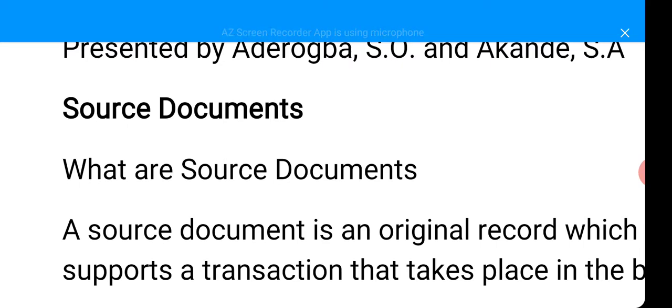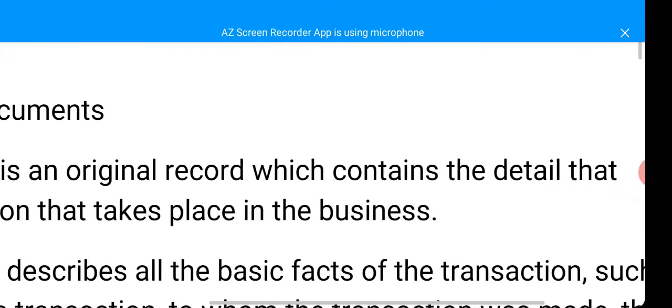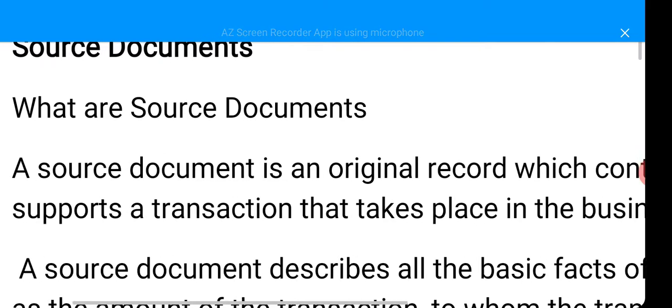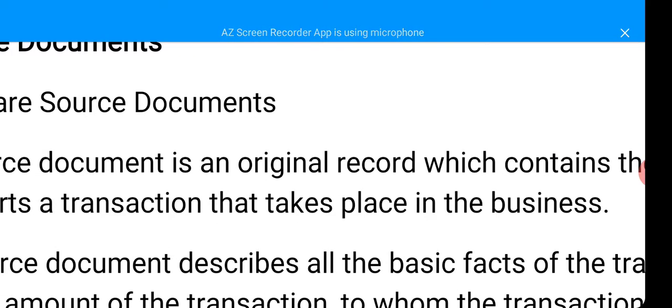What are source documents? A source document is an original record which contains the detail that supports a transaction that takes place in the business. That is, when a transaction takes place, the document or the book where you record the transaction before it is transferred into other accounts is what we refer to as a source document. Let me take it again.